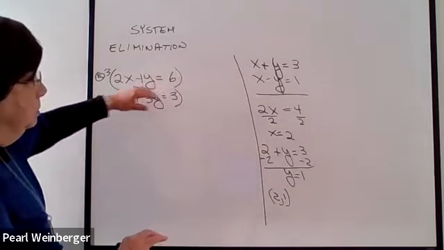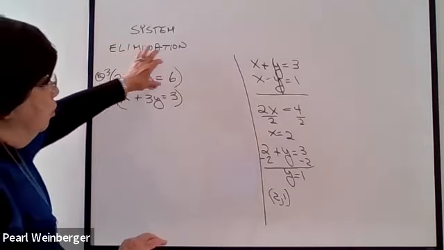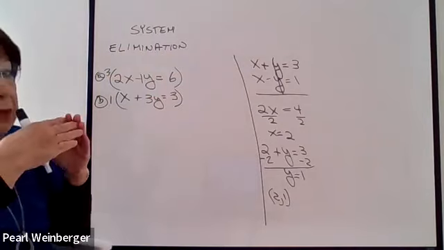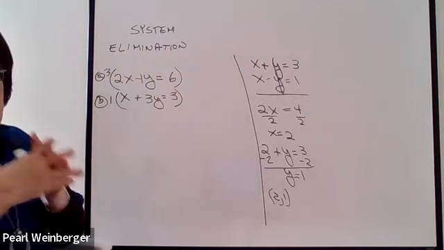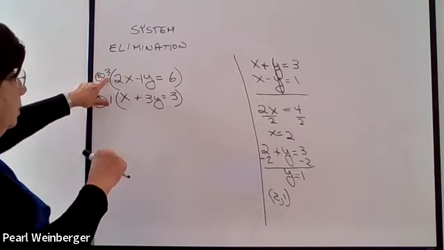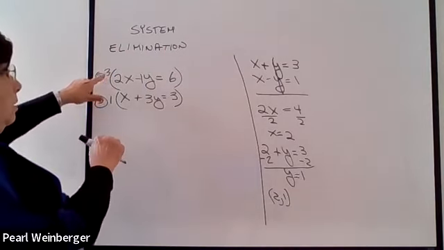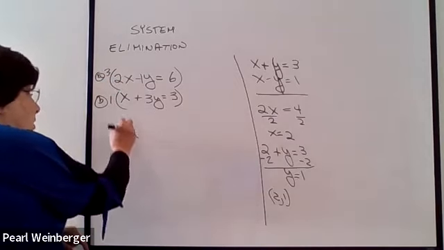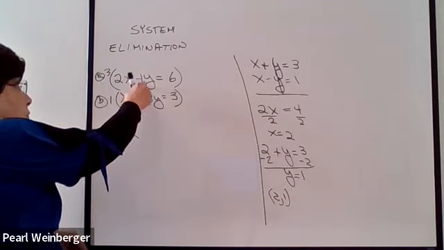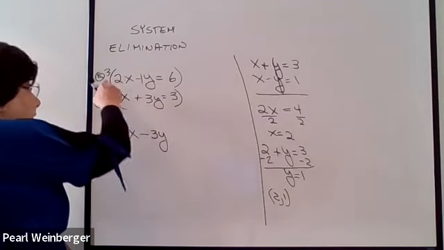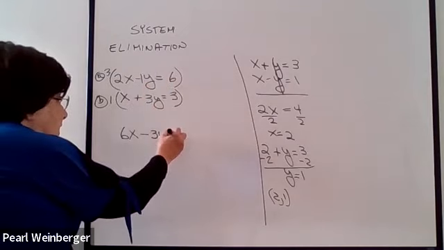Remember, when you're multiplying, you have to multiply the whole equation through because you don't want to change the equation. And multiplying everything in the equation by the same number keeps it the same. So the top equation being multiplied by 3 will give me 3 times 2x, which is 6x. 3 times -1y is -3y. And 3 times 6 is 18.